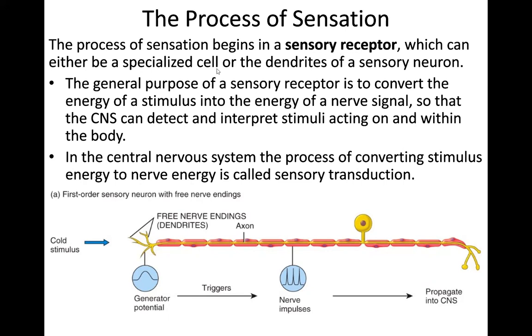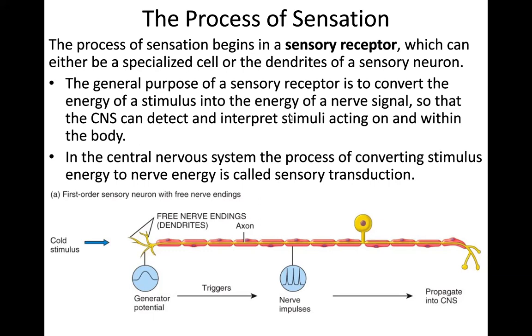A sensory receptor can be a specialized cell, or it could be simply the dendrites of a sensory neuron. In this case, these dendrites, which are stimulated by something cold, trigger a generator potential, which then results in action potentials or nerve impulses propagating into the CNS. This happens to be a unipolar neuron, and I know that because the cell body's off to the side.